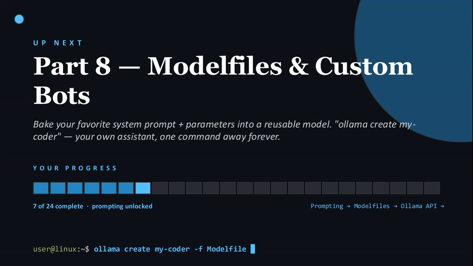Next up, we take everything you just learned and bake it into a real reusable model. One Modelfile, one ollama create command, and your custom assistant lives on disk forever. Same system prompt, same temperature, same behavior every single time. Stop retyping your setup. Start shipping your own bots. See you in part 8.